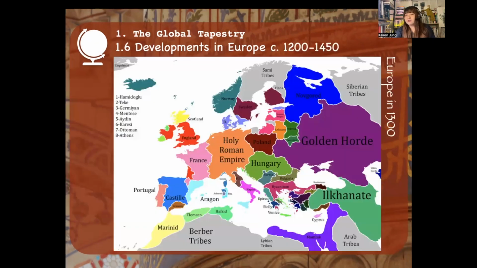Now let's look at more developments in Europe at this time. This is Europe in 1300. You have the Sami tribes, the Siberian tribes, and the Finns at the top, but then you have Norway, Novgorod, Golden Horde, Hungary, Poland, the Holy Roman Empire, and then beneath that the Ilkhanate and the Berber tribes and the Arab tribes and the Mamluks.